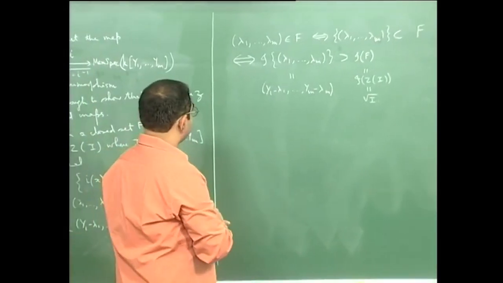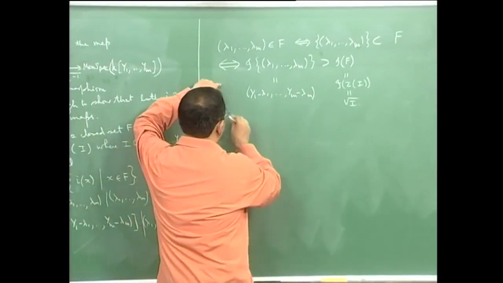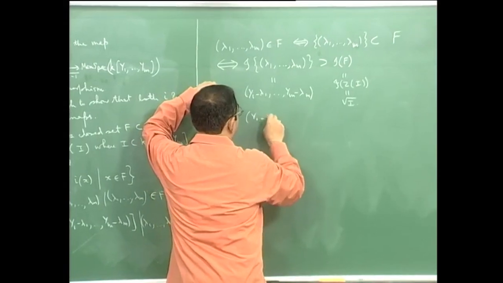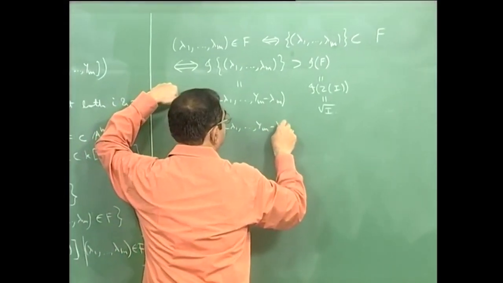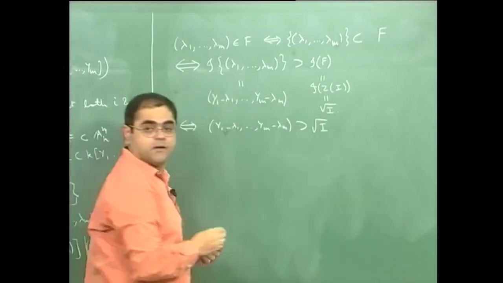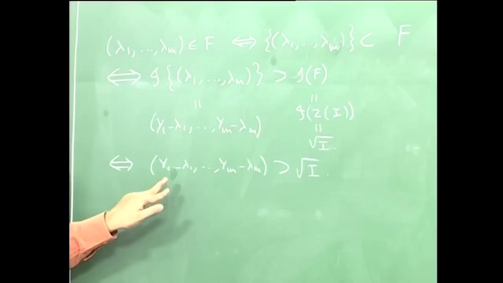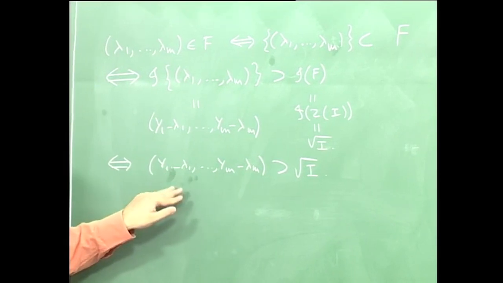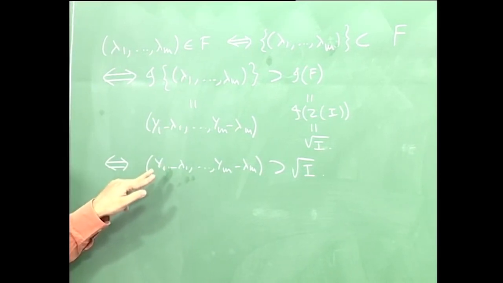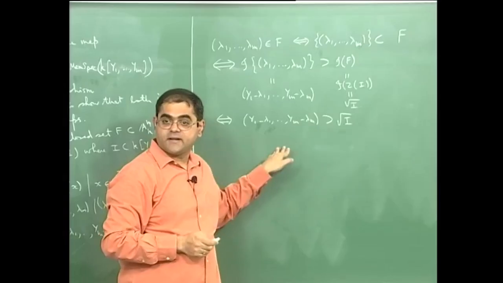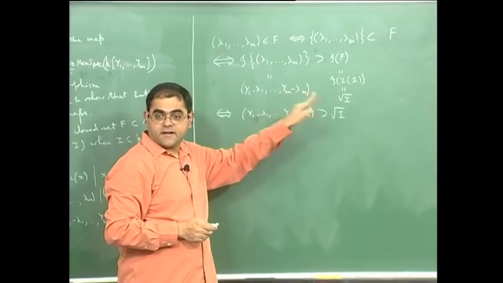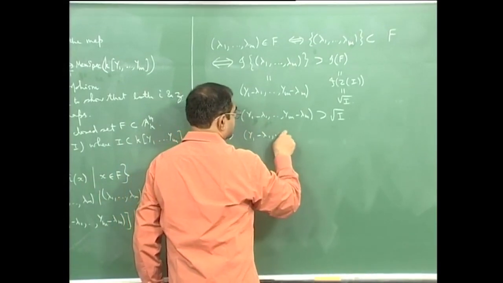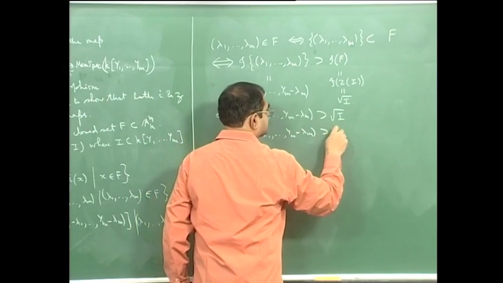So the condition becomes, if and only if the ideal (y1 minus lambda 1, etc., ym minus lambda m) contains rad I. Okay, but you see, this is equivalent to saying that this contains I, because if one ideal contains the other, then the radical of that ideal will contain the radical of the other. So this is equivalent to saying that (y1 minus lambda 1, etc., ym minus lambda m) contains I itself.